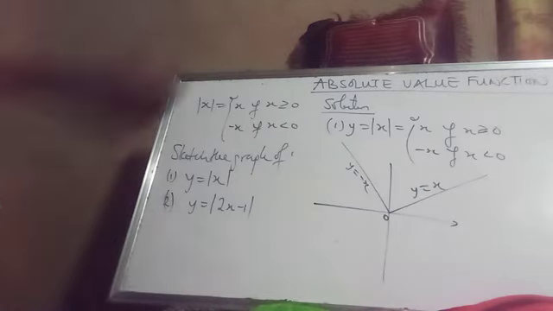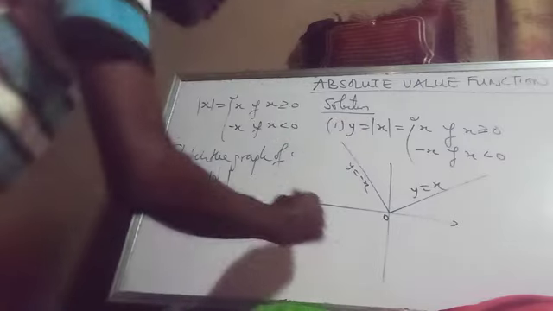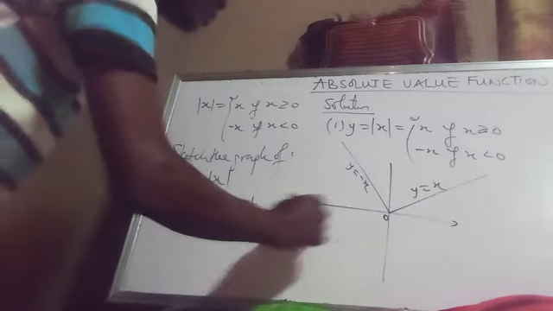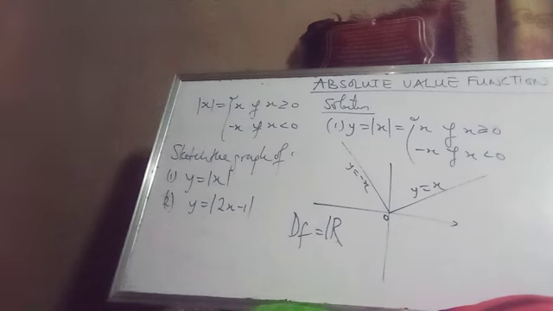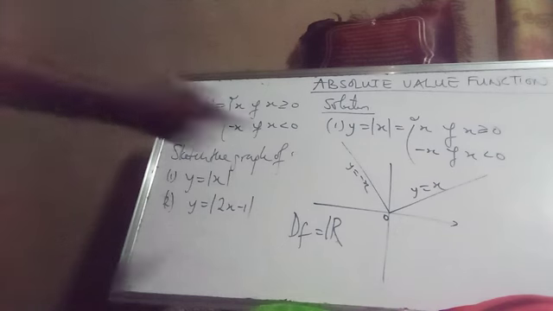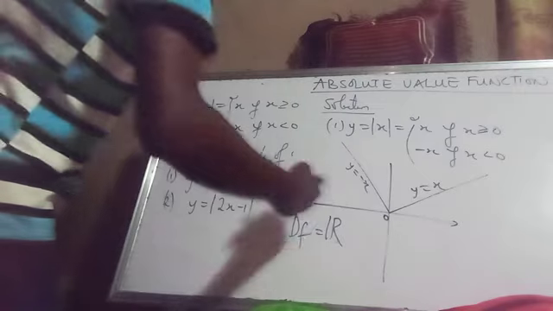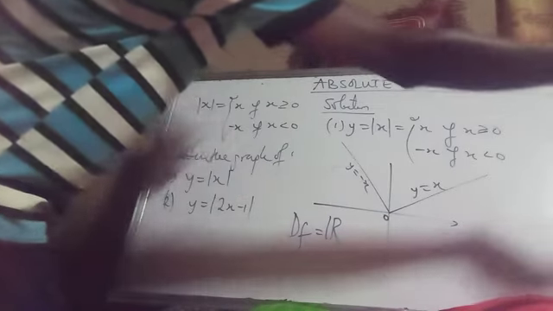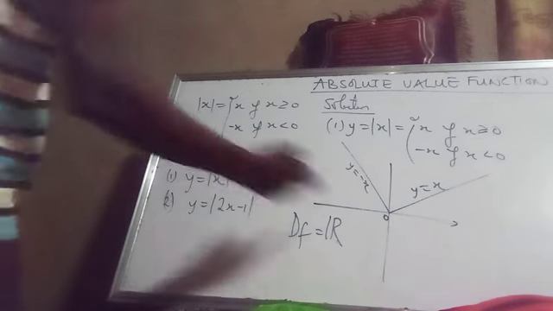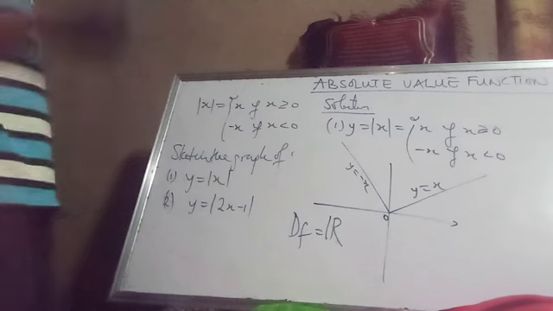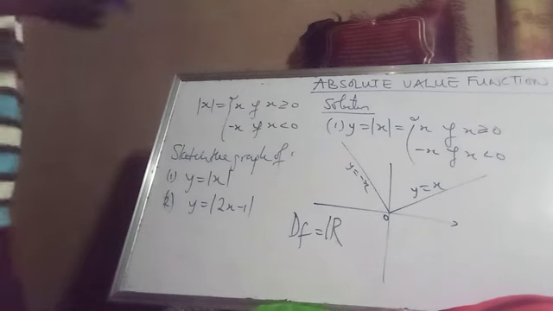Now, the domain of this function is all set of real values, that is set of real numbers. These are x values there, you can see that x goes to the right, x goes to the left. So we have so many values of x. So that's why we say the domain of the function is a set of real values, set of real numbers.